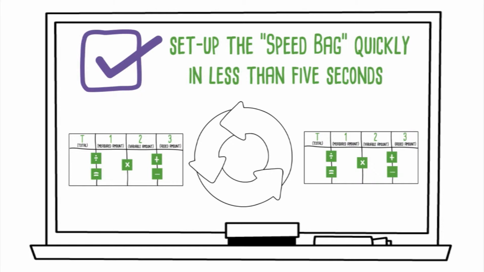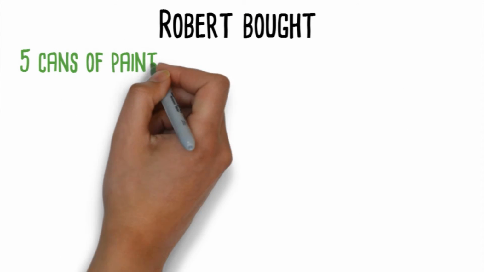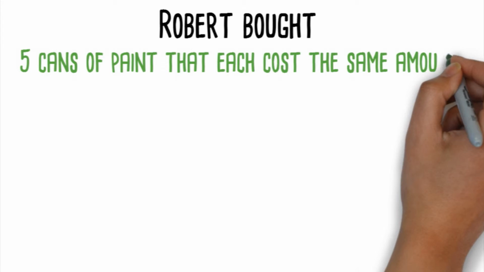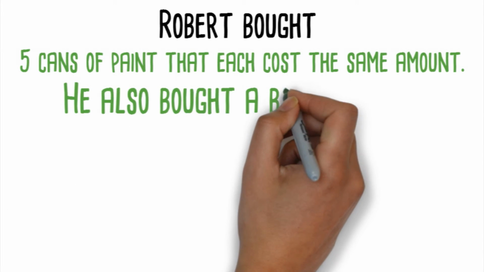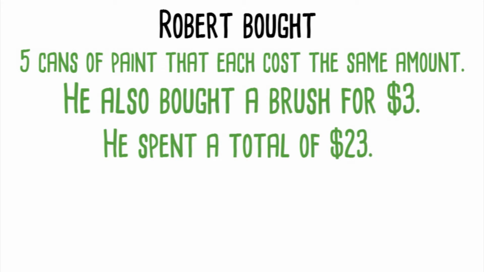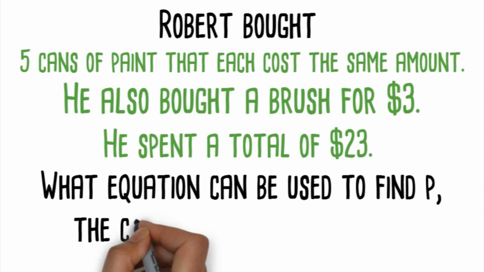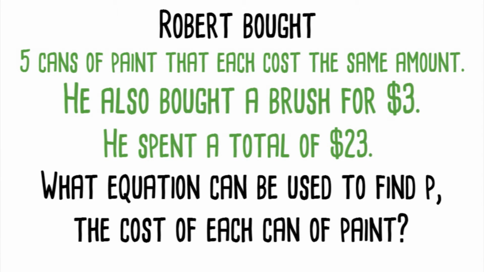Now, let's fill in a SpeedBag using the word problem seen before. Robert bought 5 cans of paint that each cost the same amount. He also bought a brush for $3. He spent a total of $23. What equation can be used to find P, the cost of each can of paint?